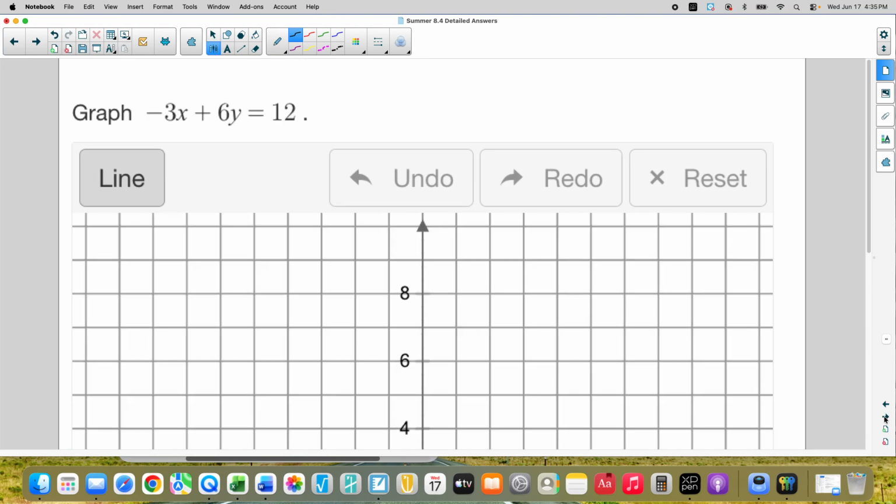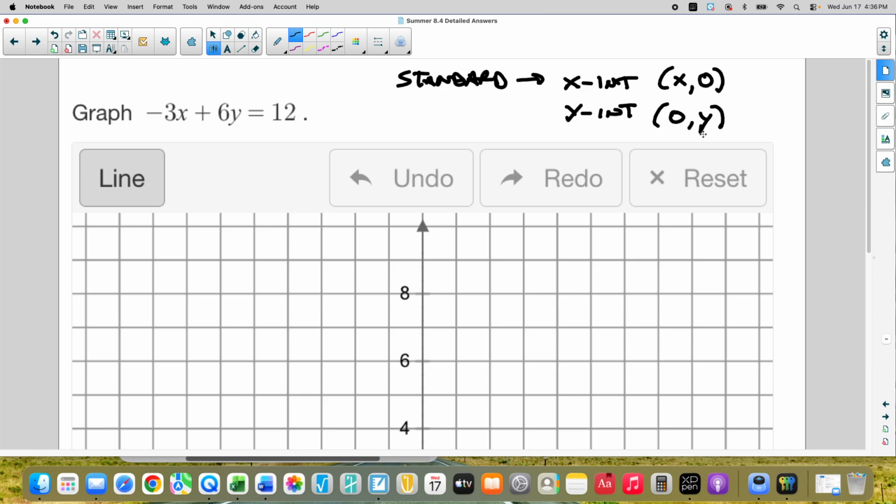All right, now we're graphing. This is standard form. So there's 2 things I can do. I can move it into slope-intercept form, or I can understand what I can utilize in standard form. You should know that standard form, you're able to find the x-intercept and the y-intercept. We know that all x-intercepts have a y value of 0, and the x value is going to be my x-intercept. Y-intercepts have a x value of 0, and then we'll solve for the y.